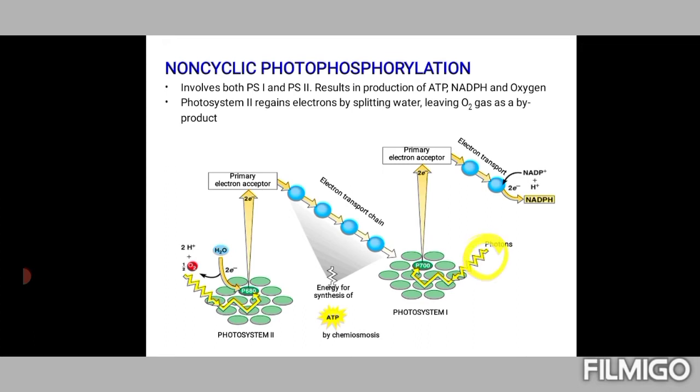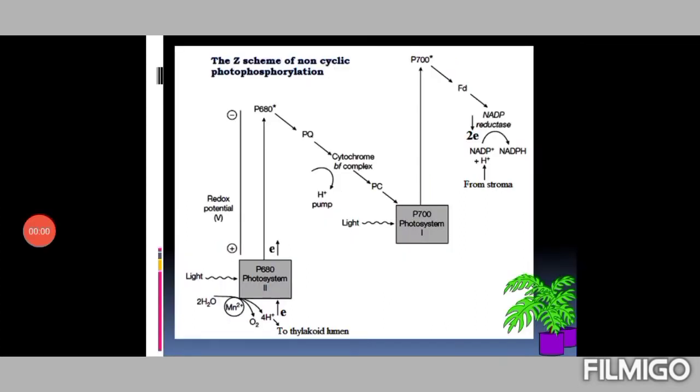As you can see, light energy, the sunlight, falls on this photosystem 1, an electron is released, and this electron is accepted by a primary electron acceptor. Mostly this primary electron acceptor is a molecule called pheophytin, from where it travels further towards reduction of NADP plus.